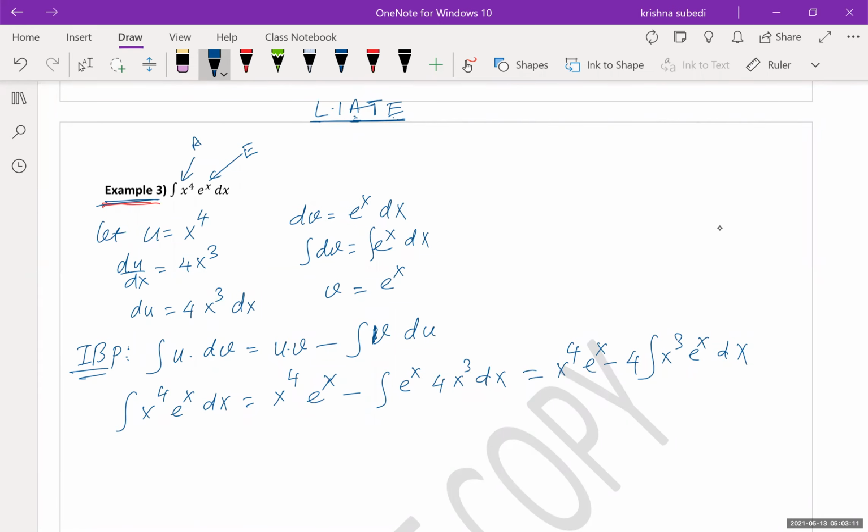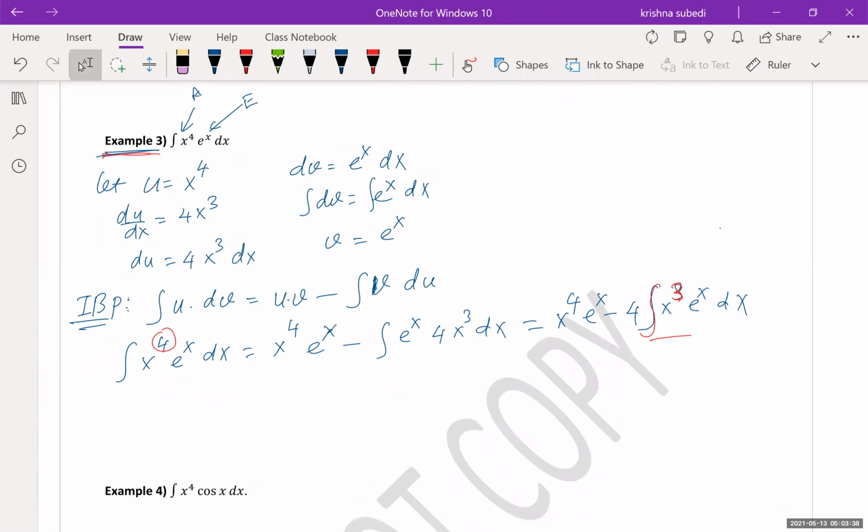Notice that we started with power 4 here. Now, after using IBP one time, the resulting integral has just one power less than the original one. One power less, 3. So it means in order to evaluate this integral, we have to repeat the integration by parts 3 more times.